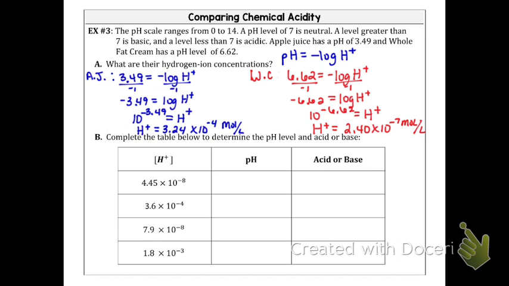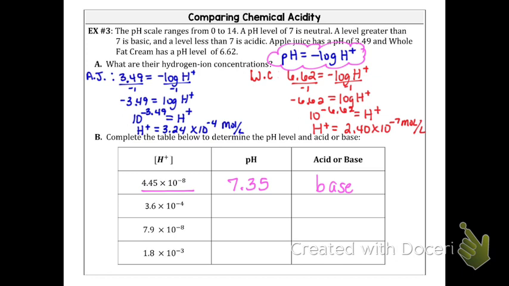All right, B says complete the table below to find the pH level and if it's an acid or a base. So remember that the pH, just like we said above here, the pH is equal to negative log of the hydrogen ion concentration. So we're just going to plug that in. So I'm going to do negative log of this number, and it tells me that it's 7.35. Remember, if it's 7 is neutral, a level greater than 7 is a base. Well, 7.35 is greater than 7, so it's a base.